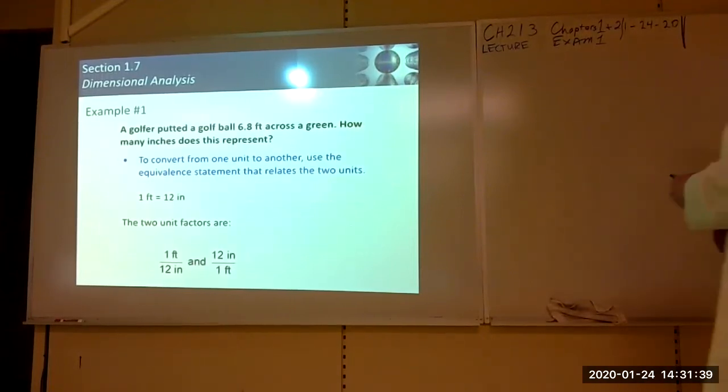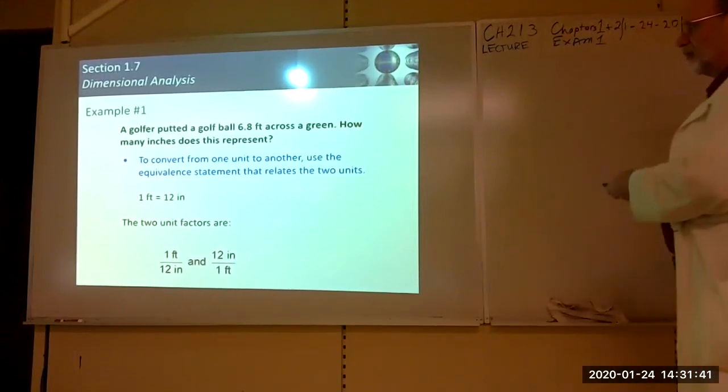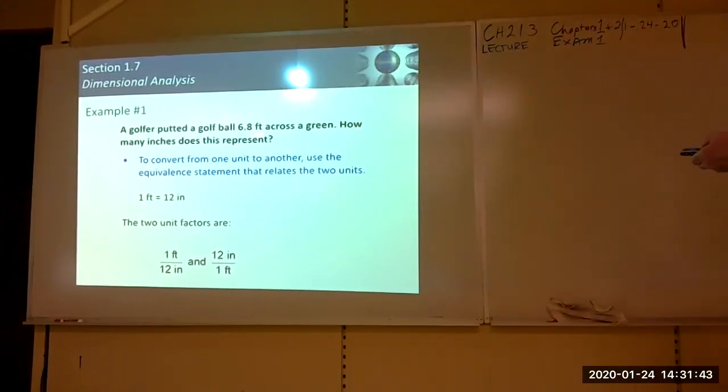So in this case, this golfer is 6.8 feet away, has a 6.8 foot putt. If it was me, I'd probably miss it. I don't play golf anymore, but when I was playing golf, that far away, I'd miss that one. Best I can do is just get close and then tap it in.